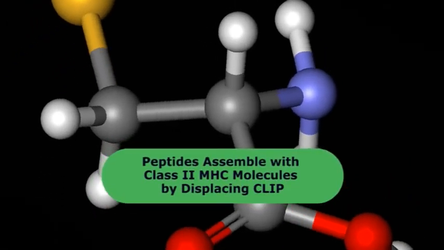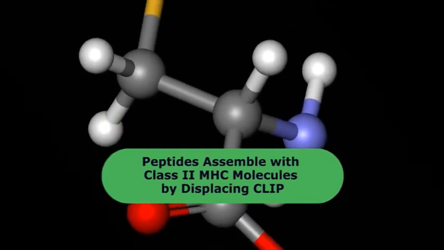The invariant chain also appears to be involved in the folding of the class II alpha and beta chains, their exit from the RER and the subsequent routing of class II molecules to the endocytic processing pathway from the trans-Golgi network. The invariant chain contains sorting signals in its cytoplasmic tail that direct the transport of the class II MHC complex from the trans-Golgi network to the endocytic compartments. Peptides assemble with class II MHC molecules by displacing CLIP.